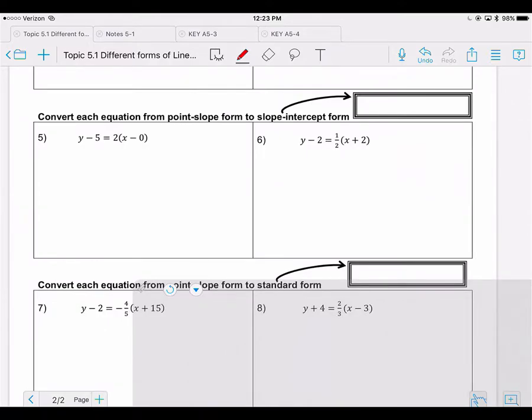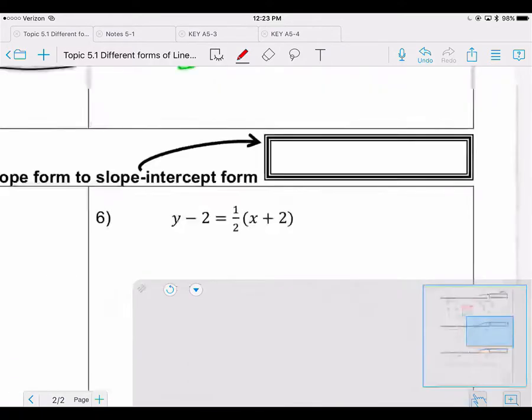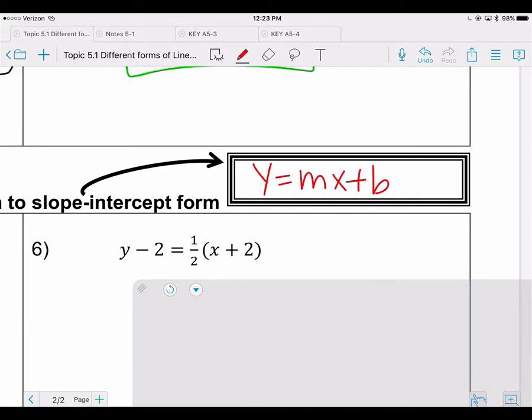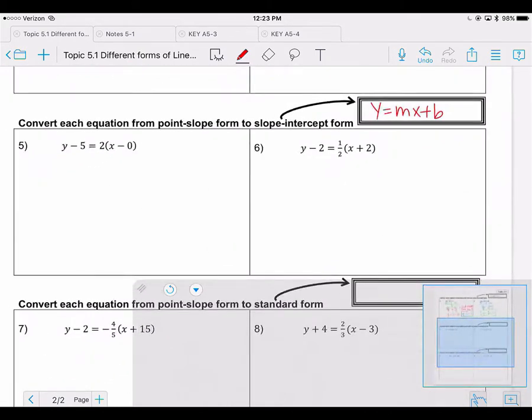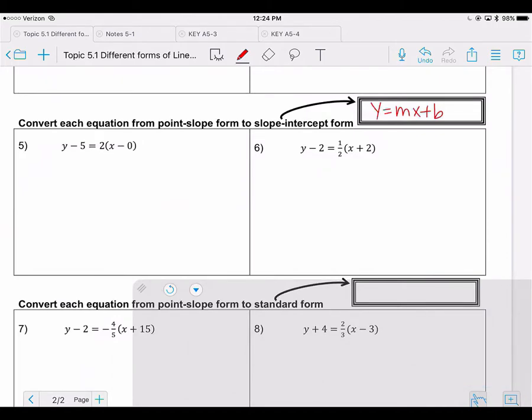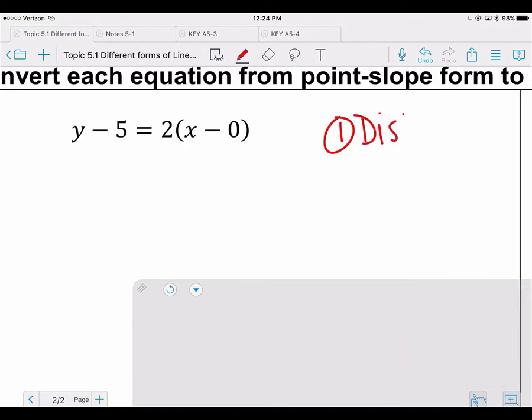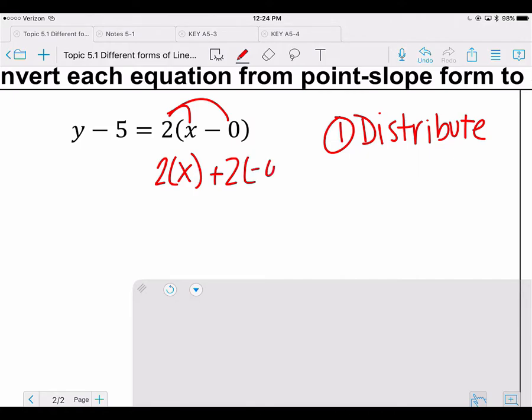5 and 6 ask us to go from point slope to slope-intercept form. So slope-intercept form is still where y is by itself. This is given to us in point slope form, and we are asked to solve for y, basically. When we solve for y, first thing we're going to do is distribute, because whenever you are trying to simplify or get something by itself, you cannot have fractions. So we distribute 2 times x and 2 times 0 or -0. The y minus 5 stays the same. We simplify 2 times x, 2 times 0.